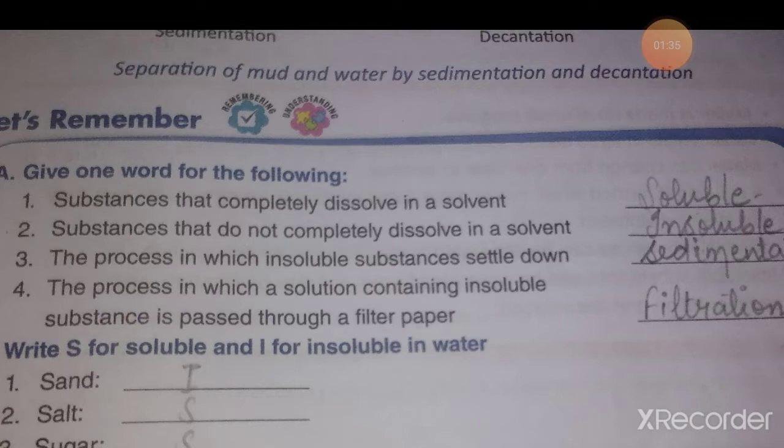Third, the process in which insoluble substances settle down. This also we have read now. When the insoluble substance settles down at the bottom, that is called as sedimentation. The process in which a solution containing insoluble substance is passed through a filter paper, that is called as filtration.